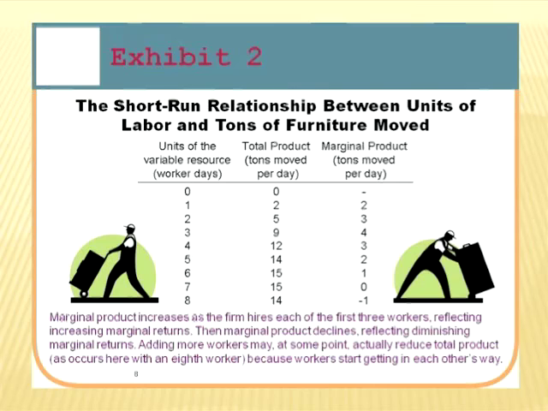If we employ 2 workers, then we end up having 5 tons moved per day. 3 workers gives us 9 tons, 4 workers gives us 12 tons, 5 workers gives us 14 tons, 6 workers gives us 15 tons, and 7 workers gives us 15 tons. And if we employ 8 workers, we actually end up with 14 tons.